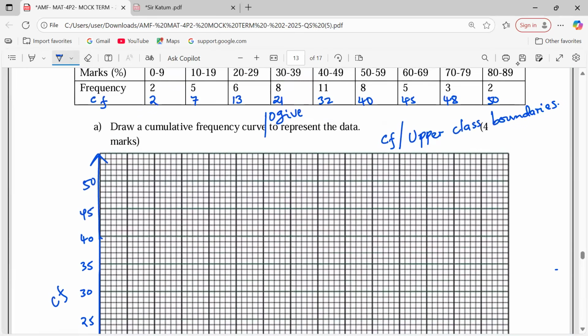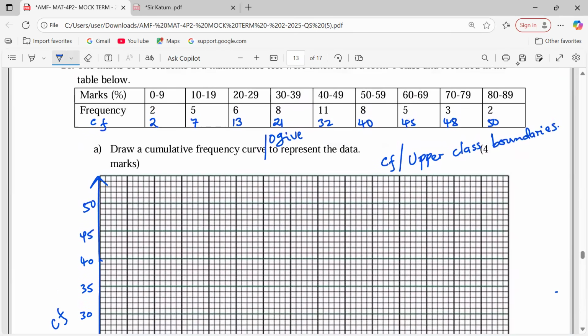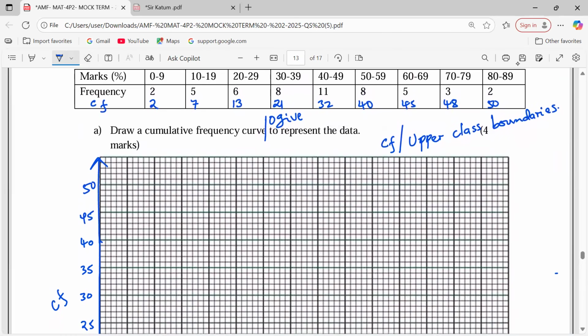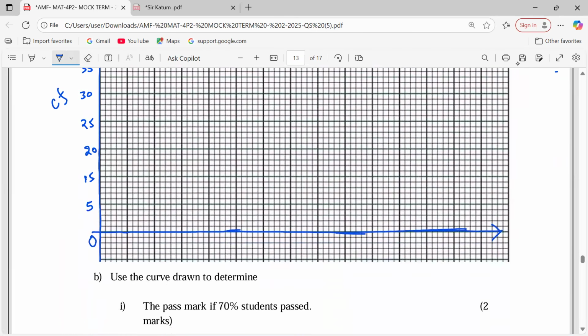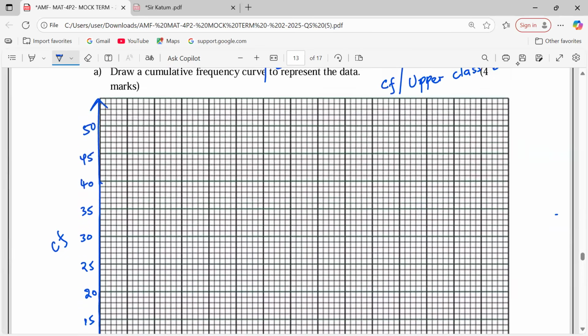And for the horizontal axis, we are moving all the way from 0 to 89. So that can call for intervals of 10. I think intervals of 10 will be very okay. So from 0, we go to 10, 20, 30, 40, 50, 60, 70, 80, 90, 100, like that. So we have labeled the axis. We've chosen scales. That is very okay.